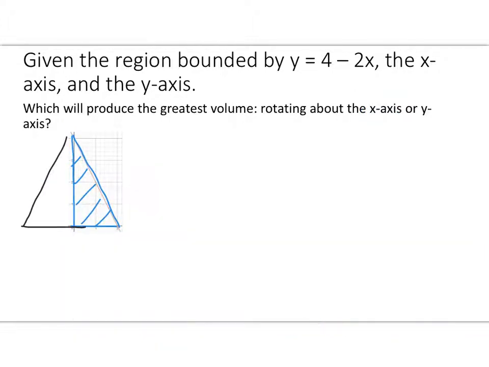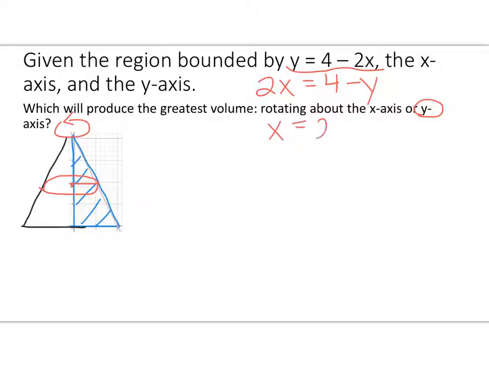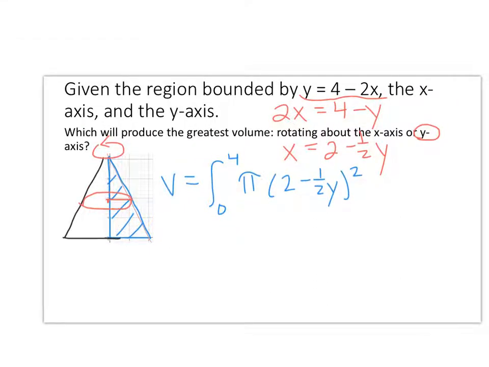So now we want to compare that volume to rotating around the y-axis. If I'm rotating around the y-axis, these are still going to be washers. Here's my radius, but now I need this solved for y. So if I add the 2x to both sides and then I subtract my y, I'll have x equals 2 minus 1/2 y for my radius. So to find my volume, it's the integral, and I'm going from y is 0 to 4, of pi times (2 minus 1/2 y) squared dy.